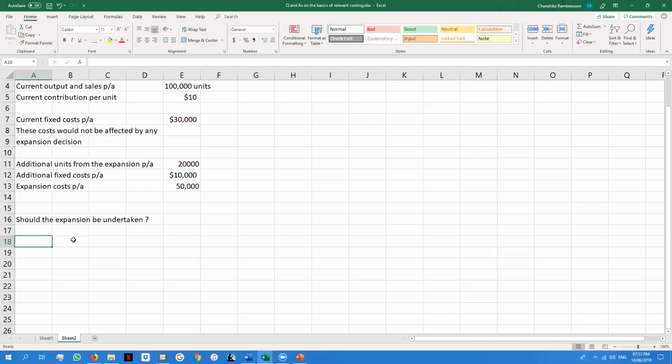So should the expansion be undertaken? Now I'm going to put here incremental revenues. Or since I have actually been given the contribution per unit, and I was not given a selling price, what I can do is just put incremental contribution.